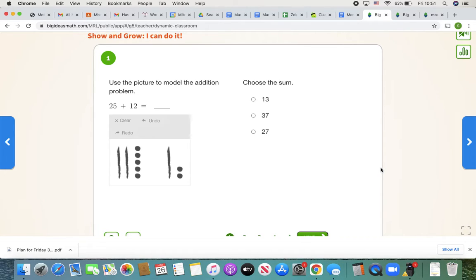Today we're starting in chapter 9 in Big Ideas, which is, whoa, we're almost done with our book. But today in section 9.1, we are going to be learning how to add numbers based on their number models.